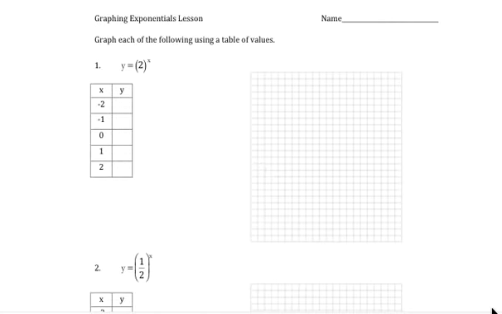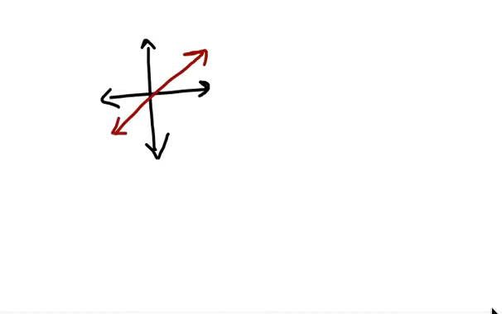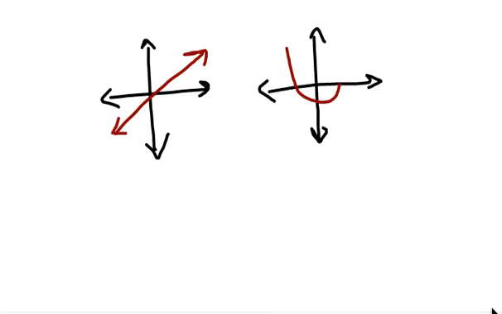Okay, so the lesson today is on graphing exponentials. So far, we have learned a couple of things. We have learned that a linear function forms a line, right? Okay. We've also learned that a quadratic function forms a parabola, whether it be that way or upside down. That's a quadratic function. Okay.